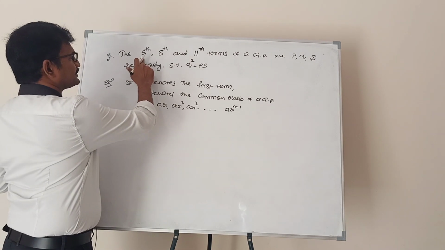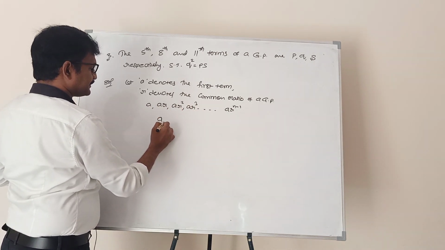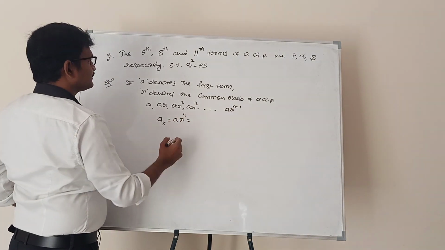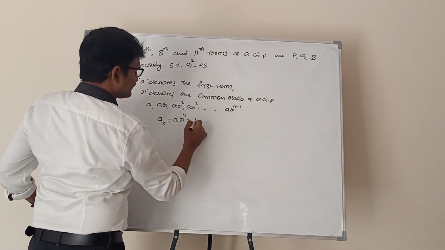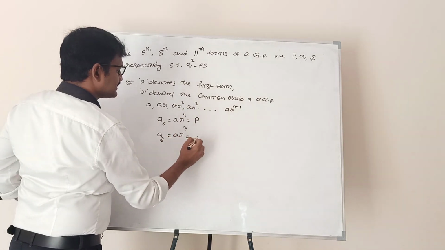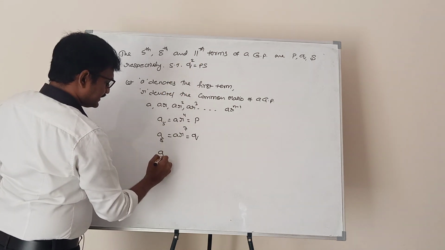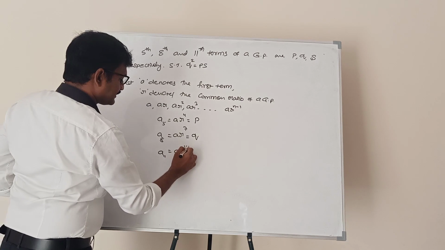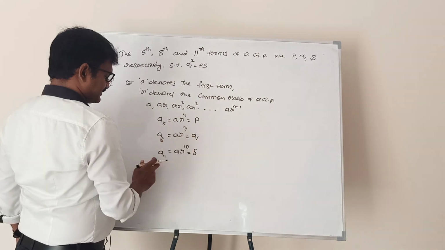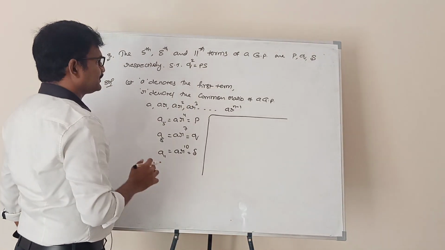In this, fifth term: 1, 2, 3, 4, fifth. That means A5, the fifth term, is equal to A into R power 4, which is P. Next, eighth term, A8 is equal to A into R power 7 is equal to Q. Next, 11th term, A11 is equal to A into R power 10 is equal to S. Fifth term is P, 8th term is Q and 11th term is S. What we have to prove? Show that Q square equal to PS.